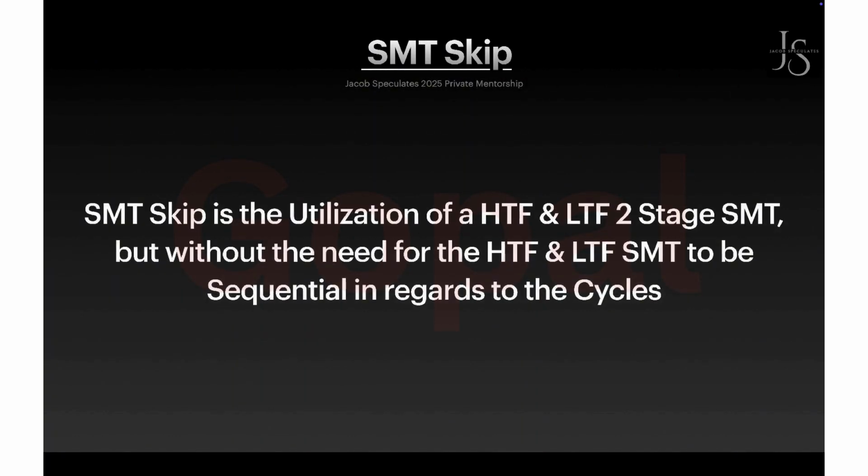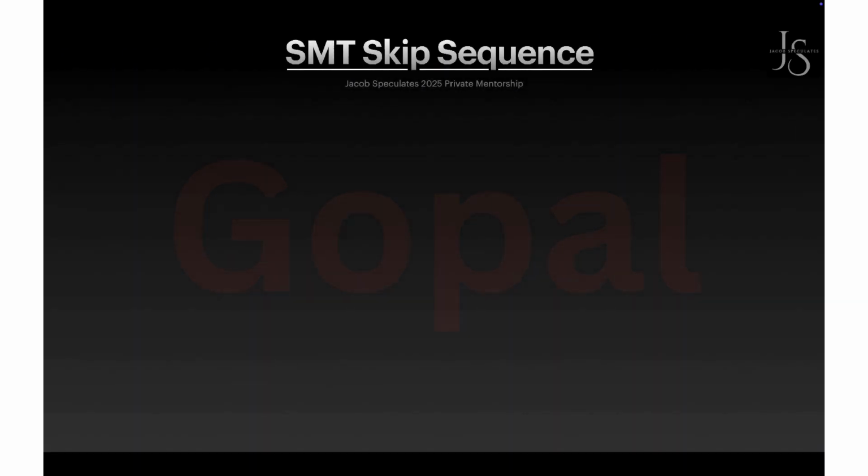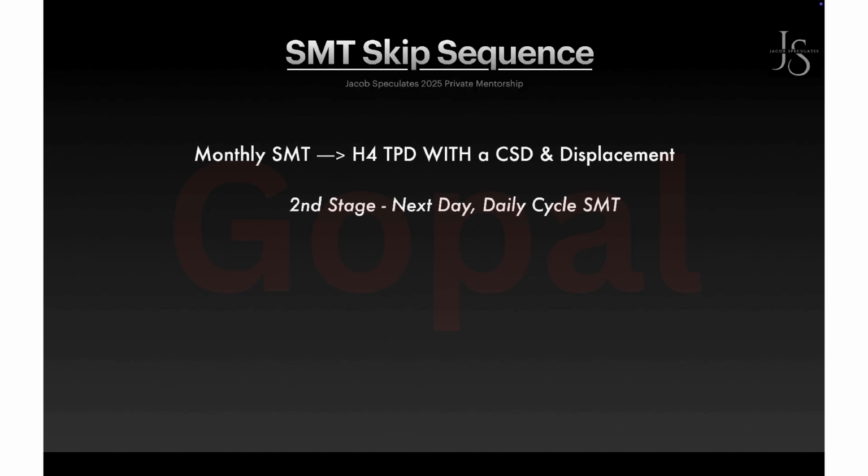All right, SMT skip. SMT skip is the utilization of a higher time frame and lower time frame two-stage SMT, but without the need for the higher time frame and lower time frame SMT to be sequential in regards to the cycles. The SMT skip sequence: if you have a monthly SMT and then a 4-hour TPD with a change in the state of delivery and displacement, then for that second stage cycle, the next day, you would look for a daily cycle SMT. And CSD is just the abbreviation for change in the state of delivery.